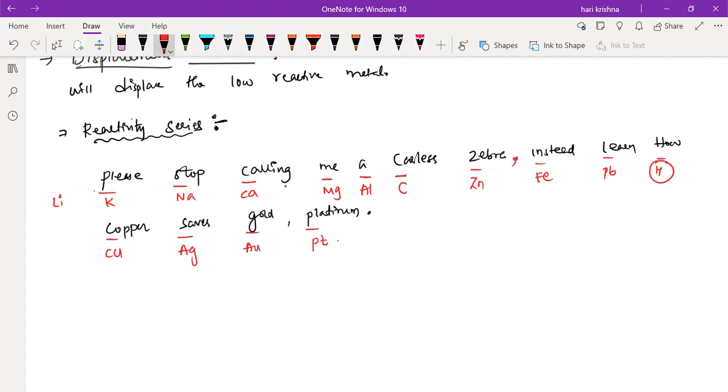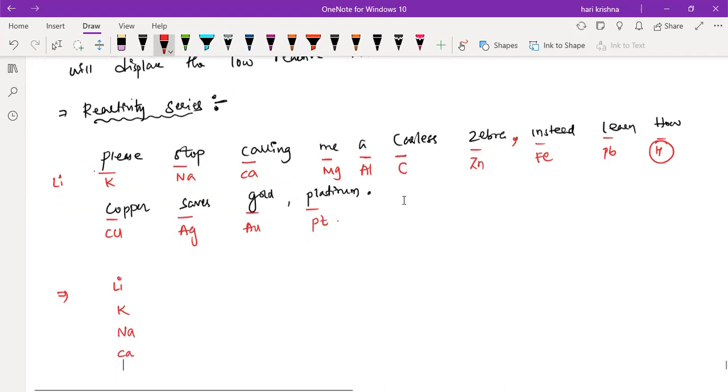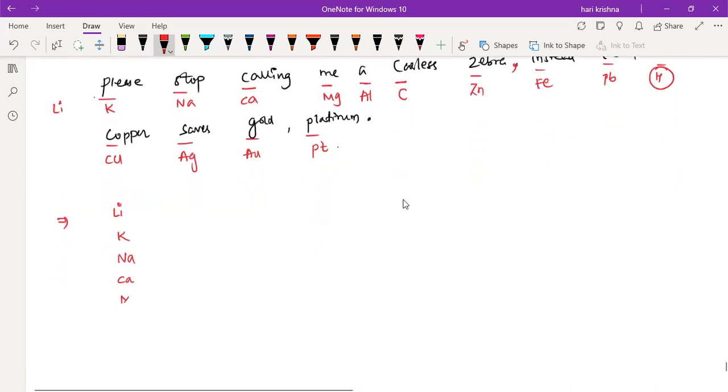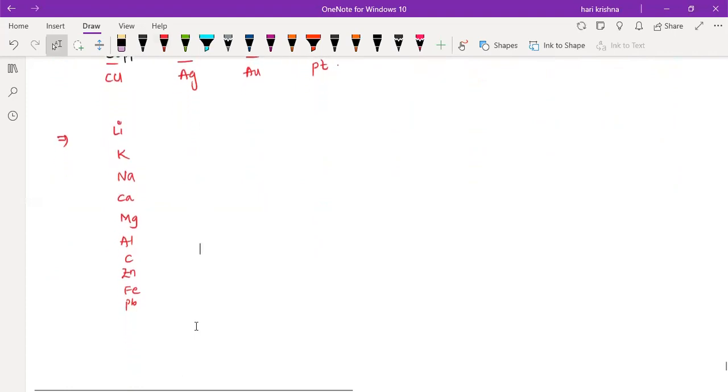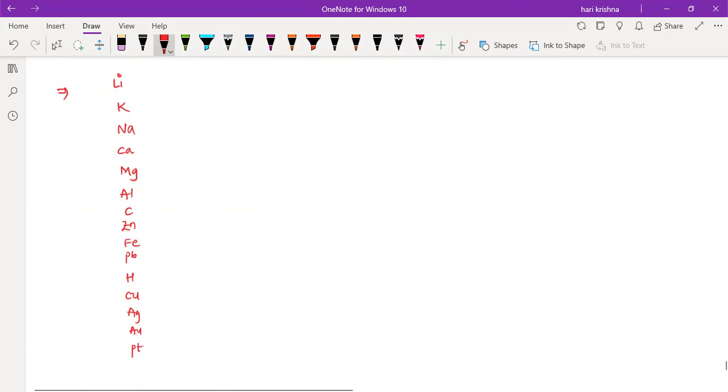Understand this one now? Yes, sir. Okay. So what is the starting element in the reactivity series? Lithium, potassium, sodium, calcium, magnesium, aluminium, carbon, zinc, iron, lead. What's the next? Hydrogen, copper, silver, gold, and platinum. So this is a complete reactivity series.